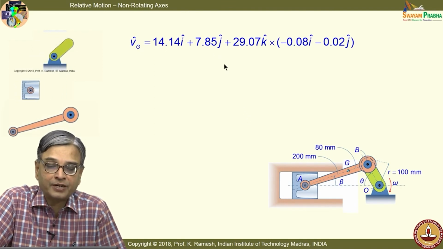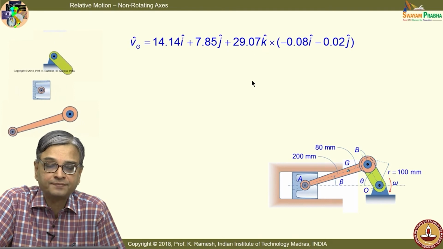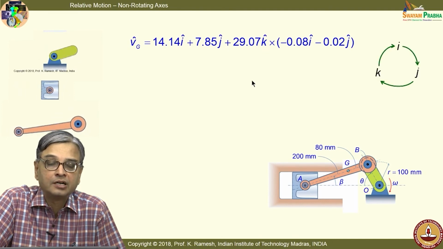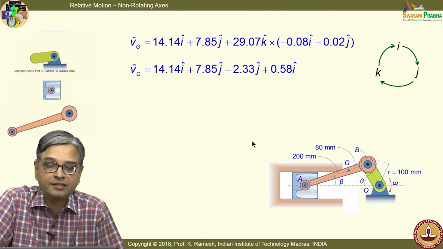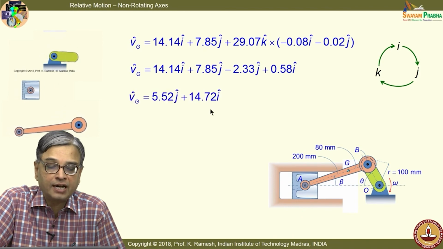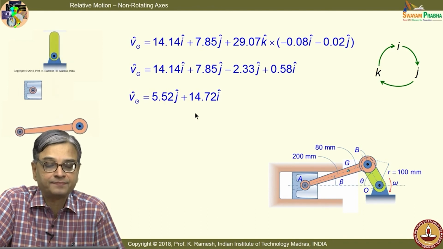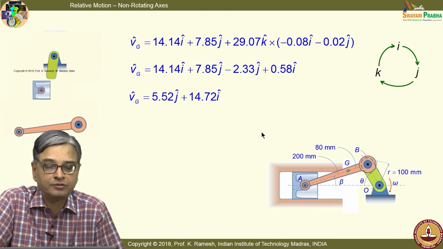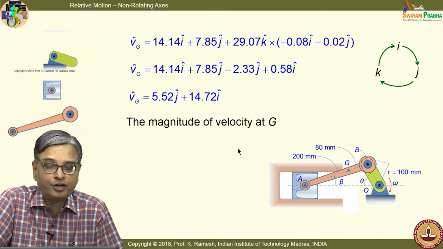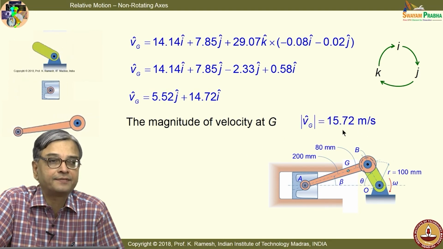So, I have the expression for Vg. We have already determined what is omega AB. So, I have substituted that, and to aid your thinking, IJK is put like this. So, I get Vg as 5.52 J plus 14.72 I. And you will also find out the magnitude. The magnitude turns out to be 15.72 meters per second.